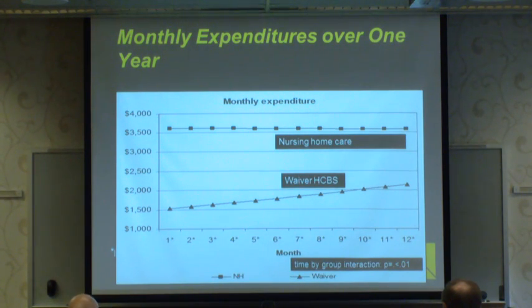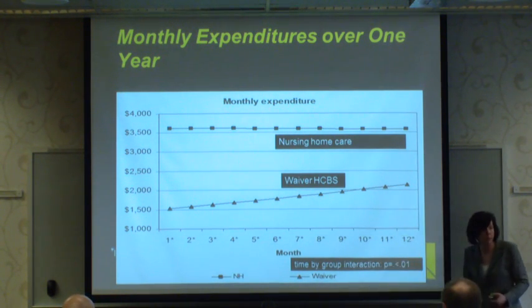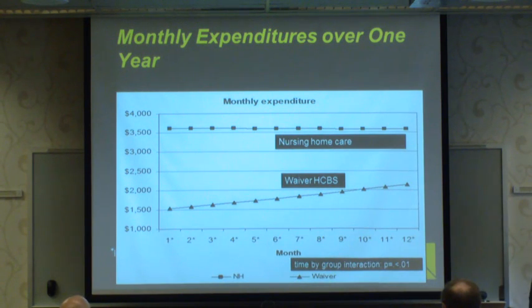But what really concerned me when my graduate student showed me this was this line. Costs were going up over time, and I said, we've got to figure out what's going on there. And that's part of evaluation research. What's going on? Tell me what's going on.